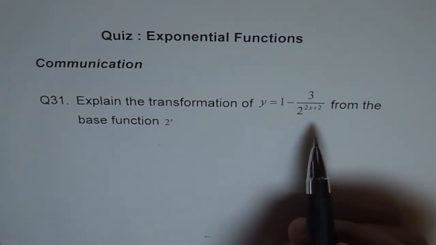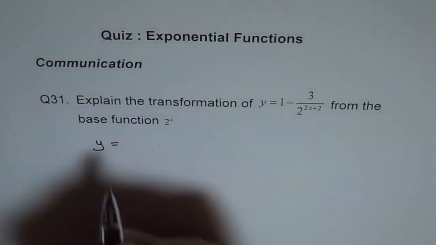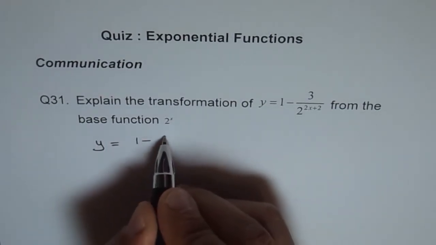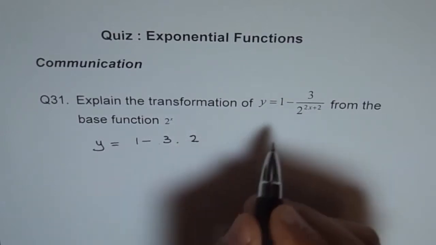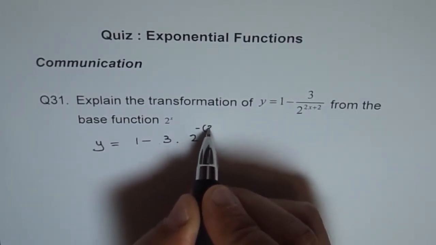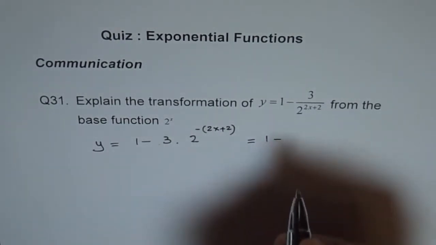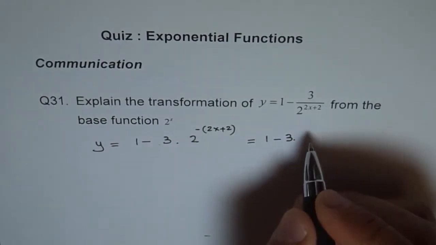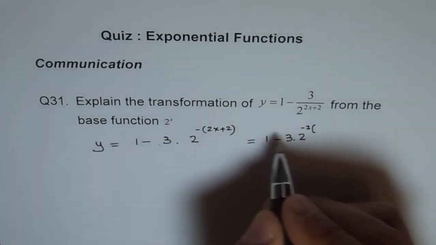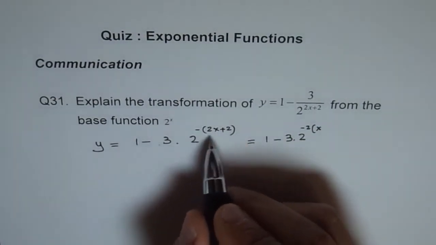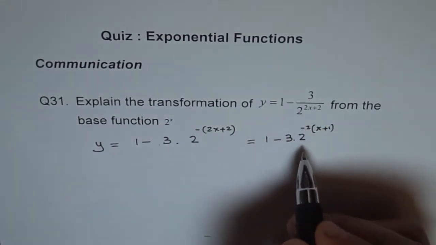Okay, so let's rewrite this function, correct? Then we can say y is equal to 1 minus 3, and I can write this in the numerator as 2 to the power of minus, I get 2x plus 2, correct? And this I could write as 1 minus 3, and I can factor out 2 from here, 2 to the power of minus 2x. And when I factor out 2, I'm left with 1 here, right? So minus was because of its reciprocal, right?